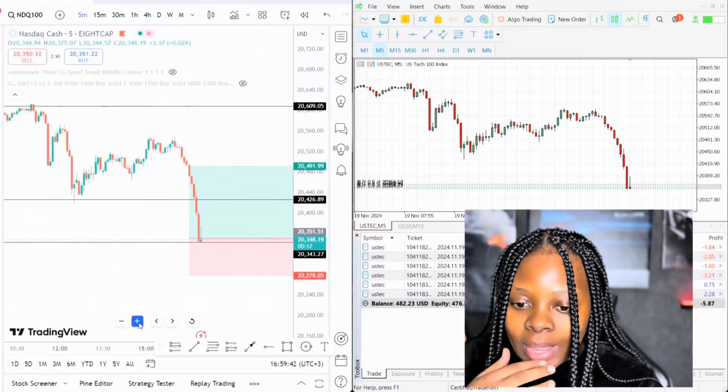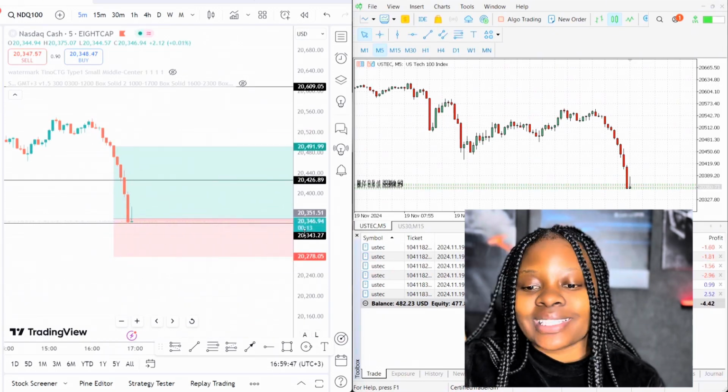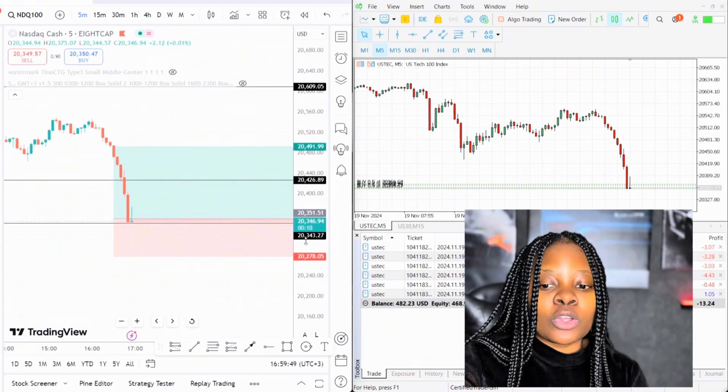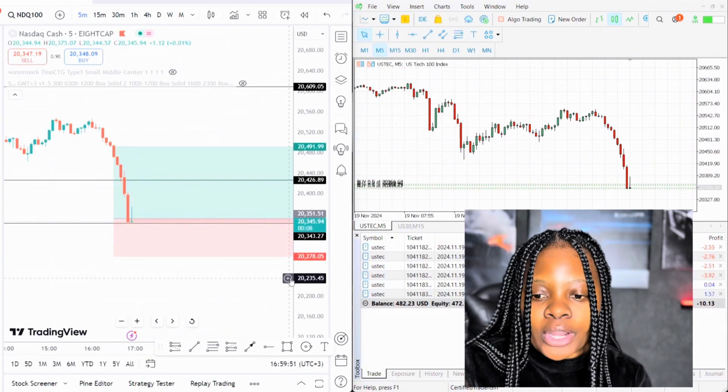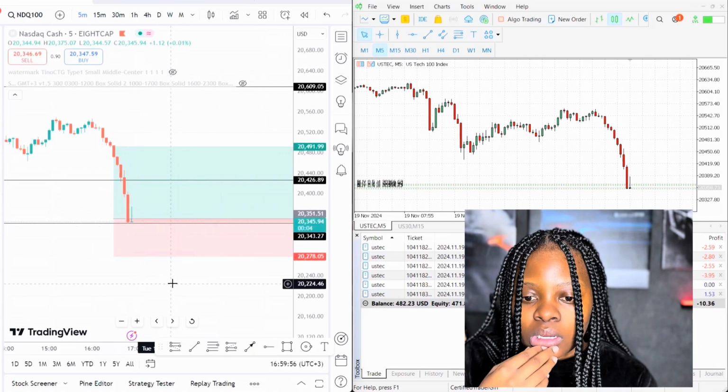Alright guys, so you can see we have like 15 seconds for this candle to close and it wants to close bearish. I don't want it. It should not close bearish. I want to see a rejection at this point. Alright, so we have 5 seconds left. It looks like it's going to close bearish, but no, it's closing.